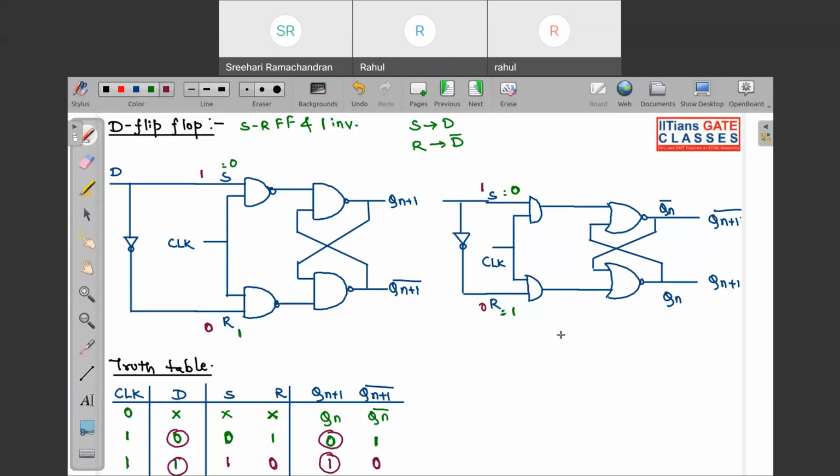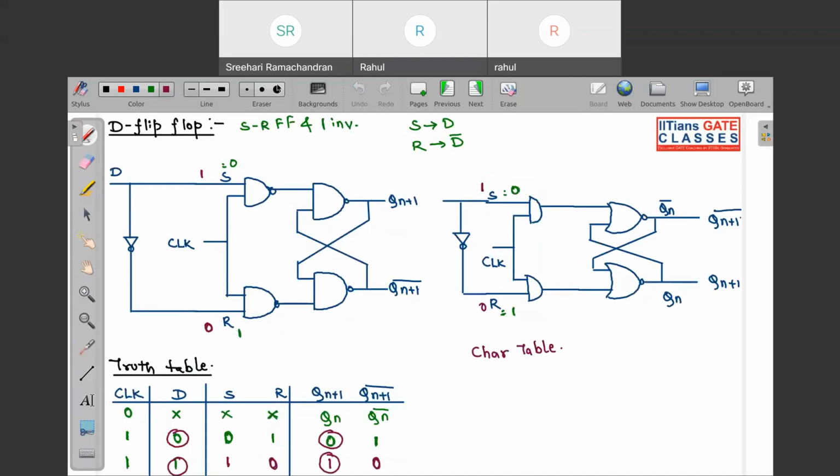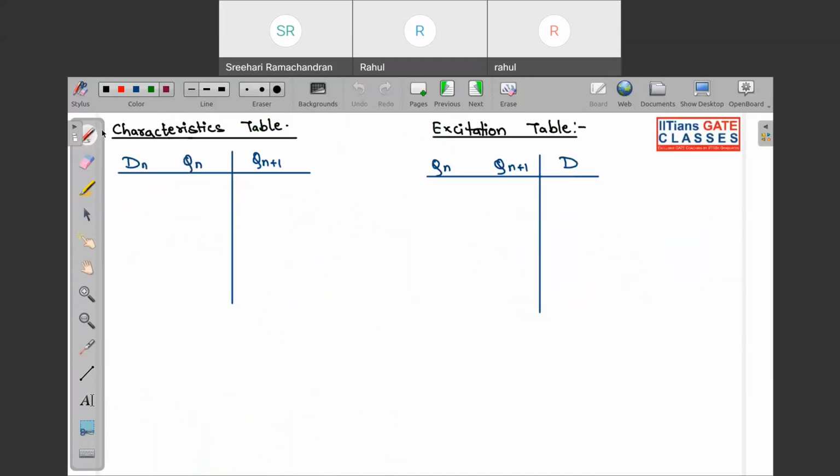So now let us make the characteristics table. I have written it over here. The characteristics table, as I have already told you, relates your input and present state with your next state.